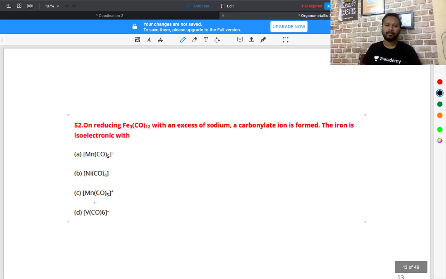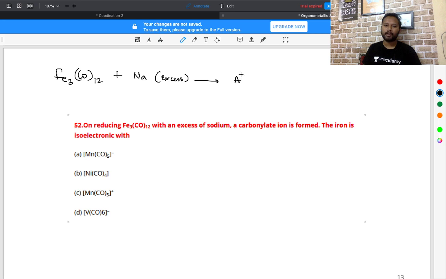Okay, let's go for this one then. I think this would be the last question of this class. Over here it says that on reducing this complex, Fe3CO12, with excess of sodium, a carbonylate ion is formed. The ion is isoelectronic with.